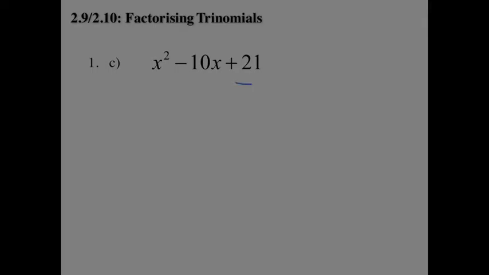I need numbers that multiply together, or times to give 21, but they add to give negative 10. Now I know 3 times 7 is 21, and 3 plus 7 is 10. So because I want them to add to give negative 10, my two numbers are going to be minus 3 and minus 7, because minus 3 times minus 7 gives plus 21, and minus 3 and minus 7 add to give negative 10.